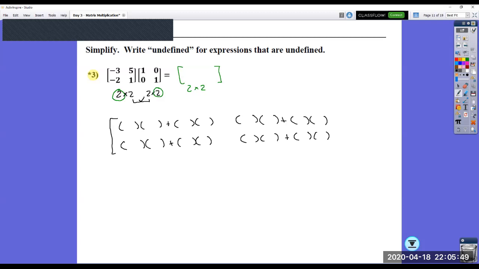Now, I would suggest pausing this and then seeing if you can fill it out on your own, and then you can unpause it and double check your answer. I'll give you a second to pause. Glad you're back.